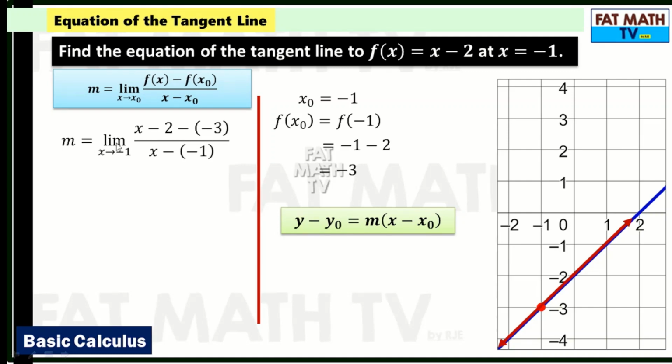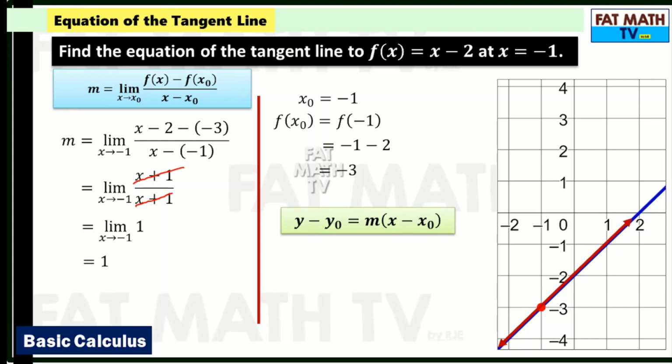Okay, so the slope is the limit of f of x, which is x minus 2, minus y null, which is -3, over x minus x null, -1. Simplify. -2 minus -3 is +1. So that's going to be limit of x plus 1 over the denominator, which is also x plus 1. Or if you can cancel, that's going to be 1. So x plus 1 and x plus 1. Because if you will directly substitute, it's going to be 0 over 0. So cancel and simplify. That's going to be 1. Limit of 1 as x approaches -1 is 1.